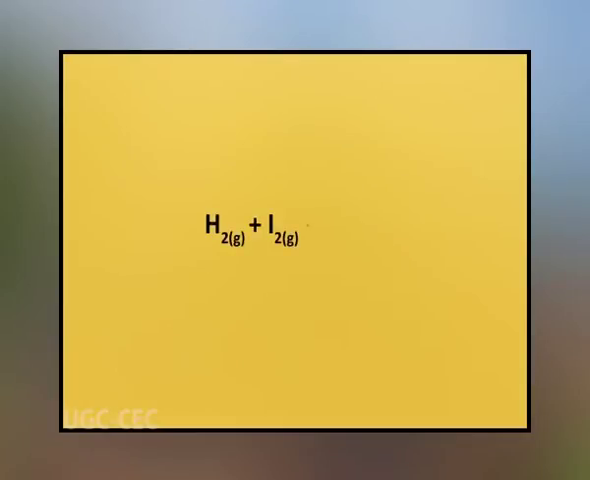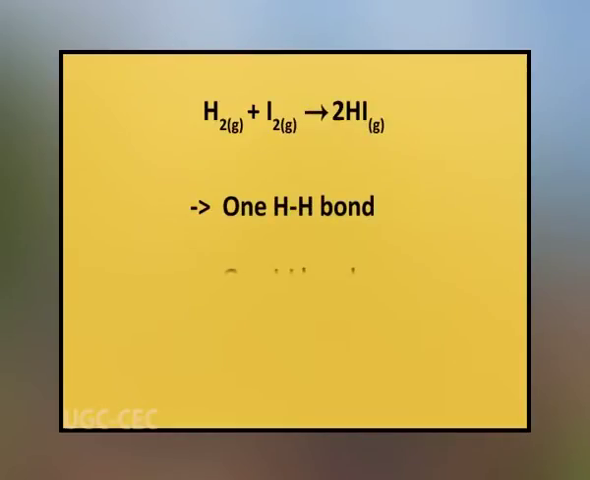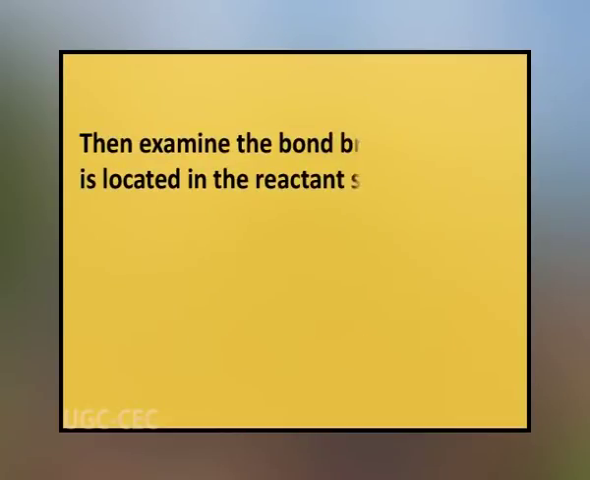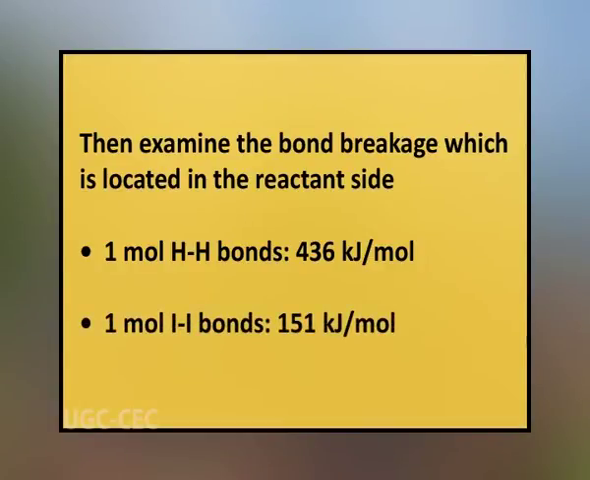The reaction is H2 plus I2 gives 2 HI. Now, the solution for this example is, first look at the equation and determine what bonds exist. The bonds that exist are one H-H bond, one I-I bond and two H-I bonds. Then examine the bond breakage, which is located on the reactant side. That is, 1 mole of H-H bonds gives 436 kilojoules per mole and 1 mole of I-I bonds gives 151 kilojoules per mole.